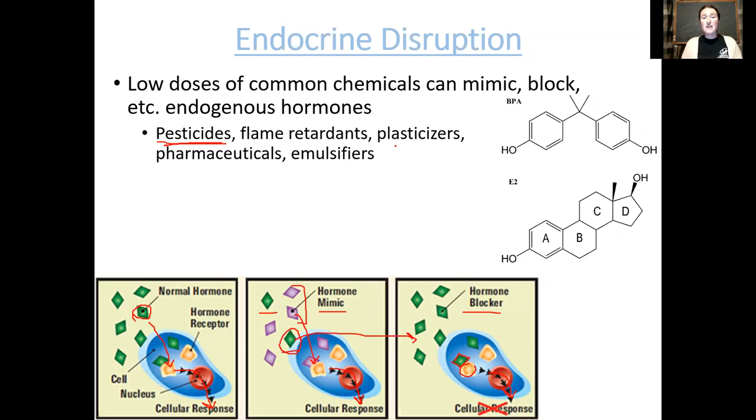And a lot more things than that are also disruptive to your endocrine system. Pharmaceuticals can purposely affect your endocrine system, right? So a lot of pharmaceuticals, as we've talked about over this semester, can literally mimic hormones, can literally on purpose block receptors.